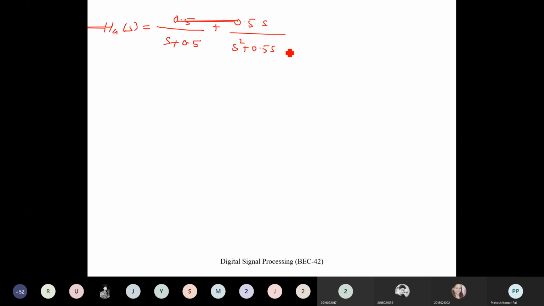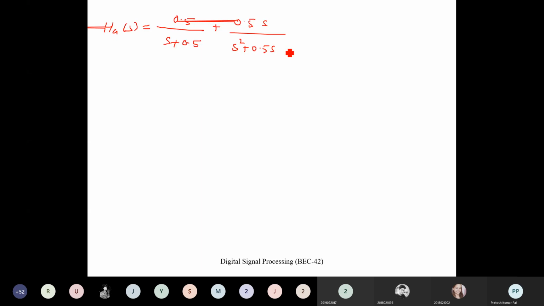So from there, the first formula for bilinear transformation is 1 upon s minus pk, which is being replaced by 1 divided by 1 minus e to the power pk TS Z inverse. Okay, so it was replaced by this. Similarly, there are other formulas to replace.